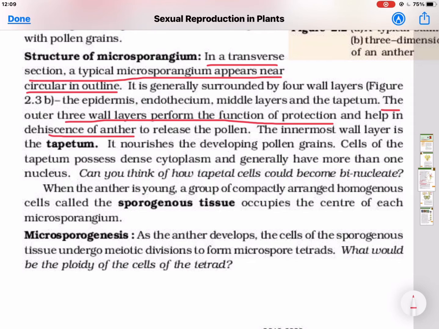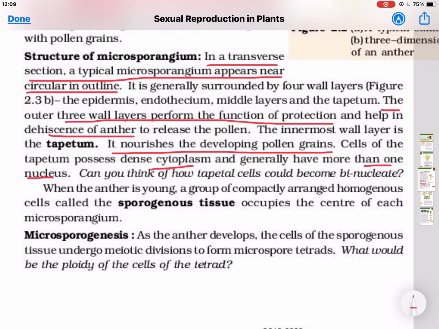Important question. What is the function of tapetum? It nourishes the developing pollen grains. Cells of the tapetum possess dense cytoplasm and generally have more than one nucleus. उसमें dense cytoplasm है क्योंकि इसको nourishment provide करना है और many nucleus present होते हैं.